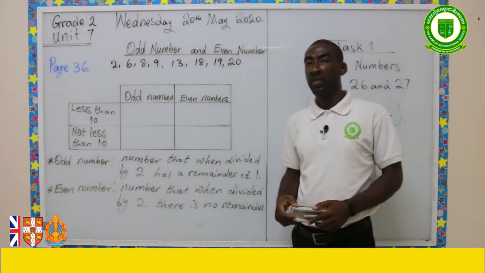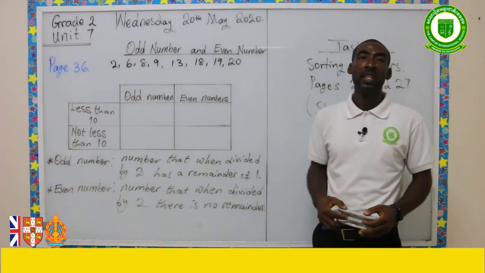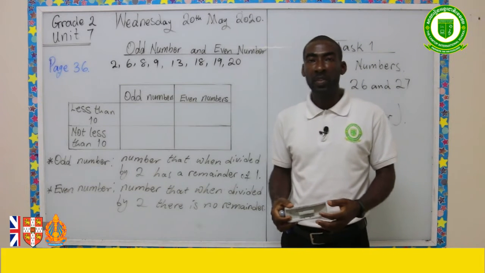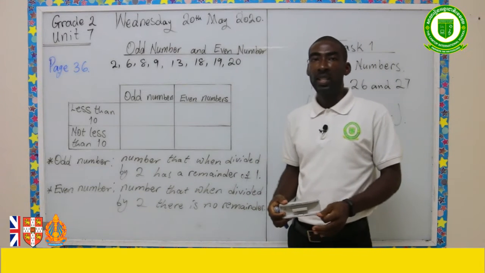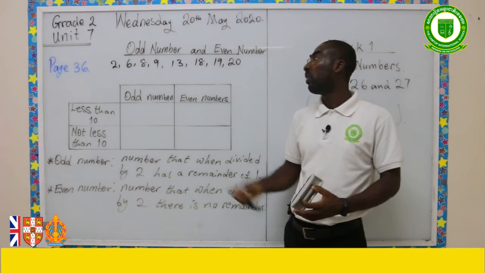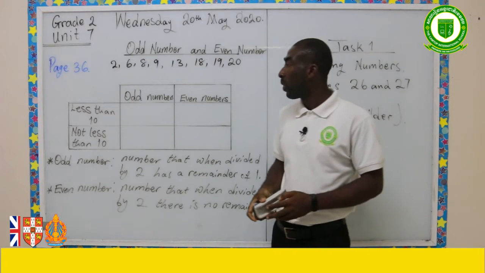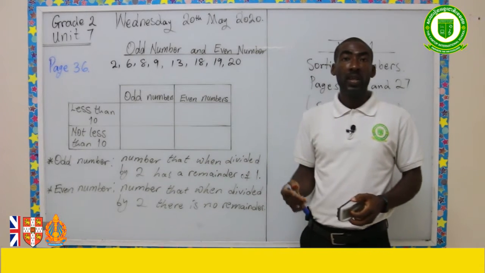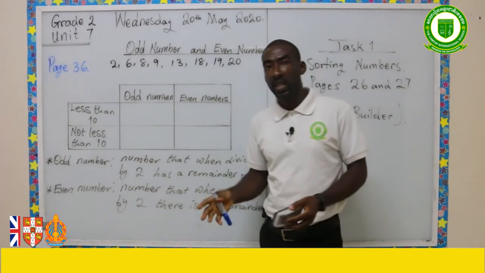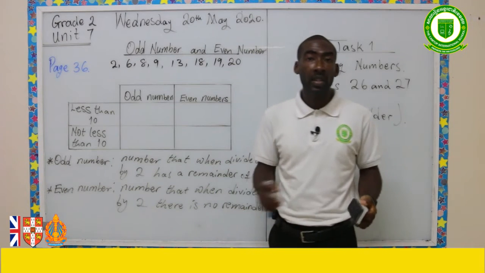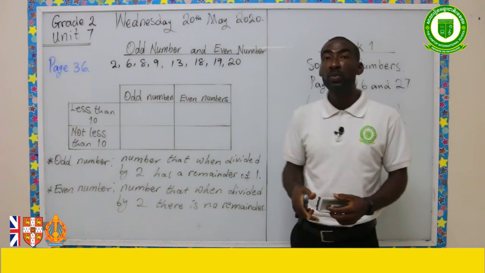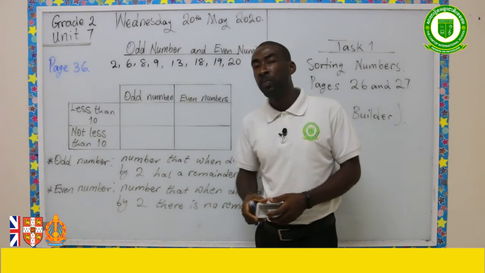Hello students of grade 2, welcome to today's class on odd numbers and even numbers. Our lesson is from unit 7 and page 36 of our learner's book. First, we have to understand what an odd number is, and second, what an even number is. Then we go to the activities on the board.